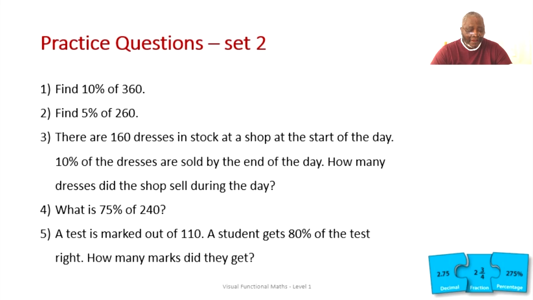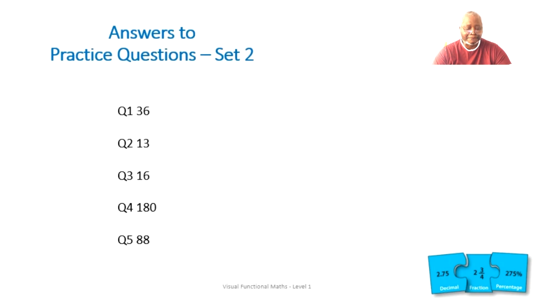Question 4. What is 75% of 240? Don't forget to break it down. Okay? 50%, 10%, 10%, 5%. A test is marked out of 110. A student gets 80% of the test. How many marks did they get? Attempt your answer, and that is your answer for all 5 questions. Check it, mark what you got right, and amend what you did not get right, and learn from it.